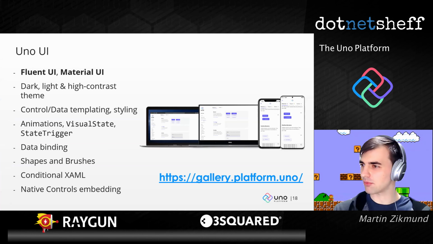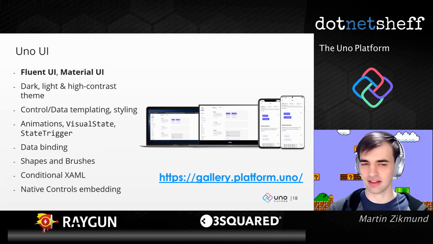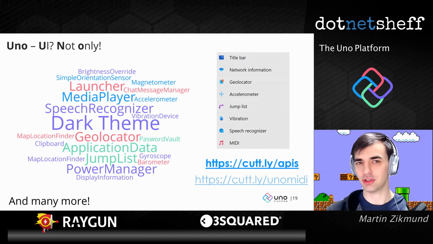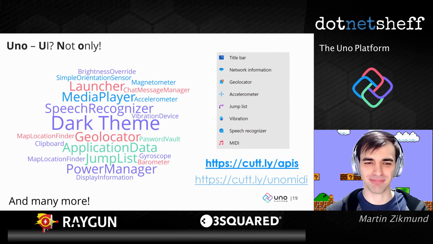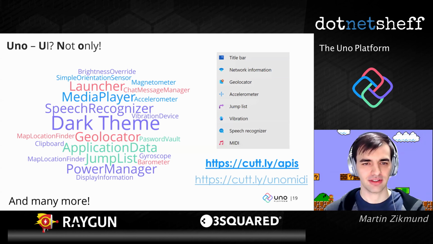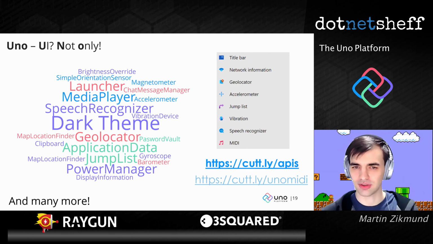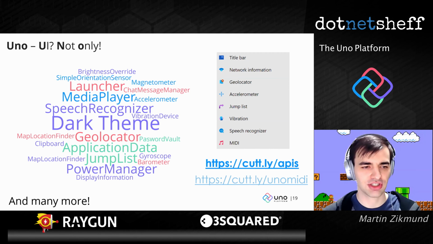Yeah. I will come back to the question on hardware on the next slide, actually, because Uno is not only about UI, but it has many more APIs. You can access various sensors like accelerometer, magnetometer. You can use brightness override to change the brightness of the screen. You can use geolocator to search for something using GPS. You can use speech recognizer to recognize speech, and so on.